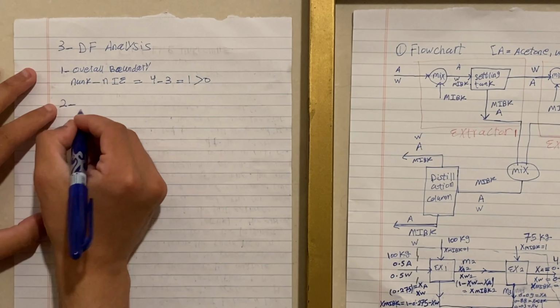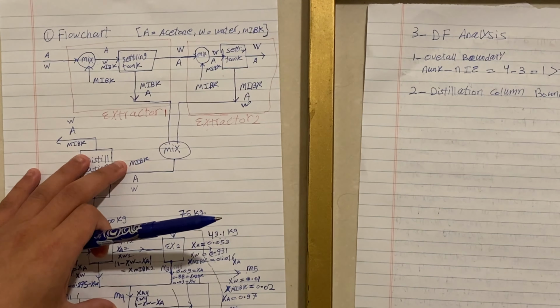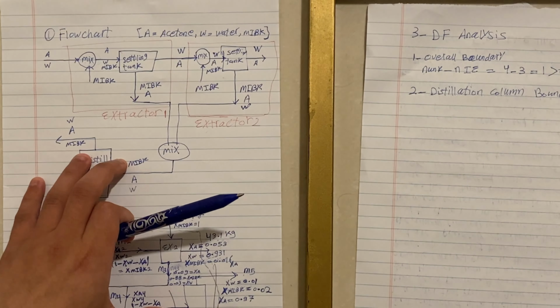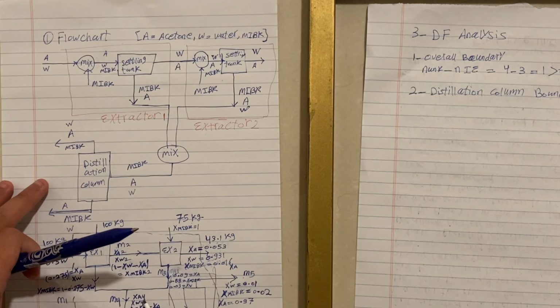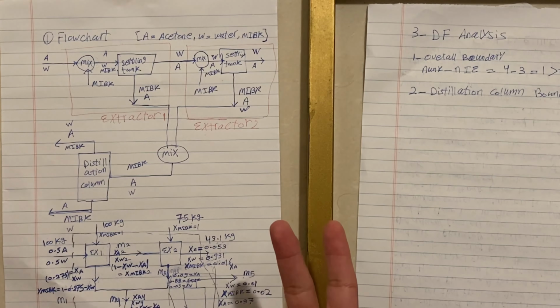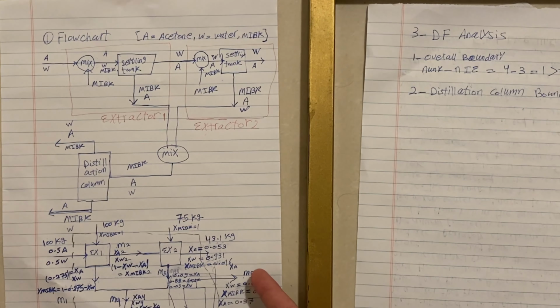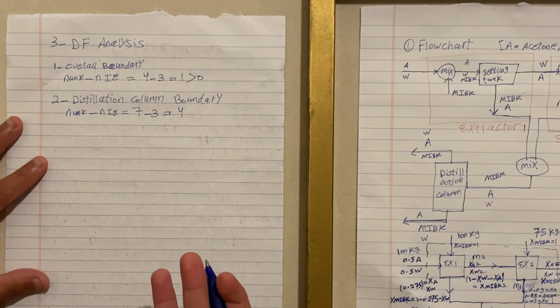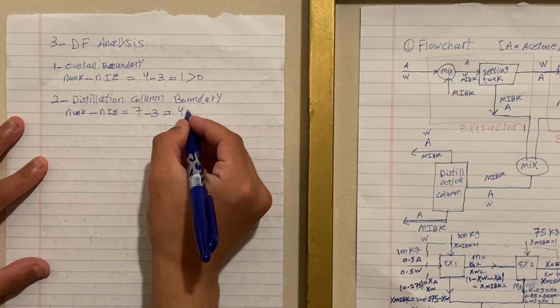The second thing, the distillation. What will come to the distillation, and what will leave the distillation will be the two streams, which are the overhead and the bottom stream. The unknown information will be M4, XA4, XW4, and M5 with M6, XW, and XA. 7 unknowns, minus 3. 4 pieces of information we must know to solve the system.